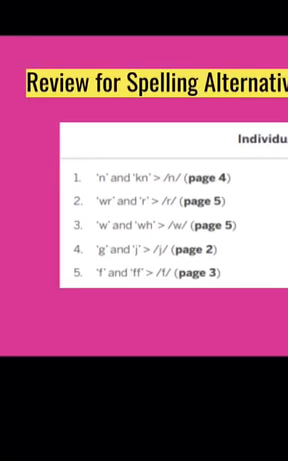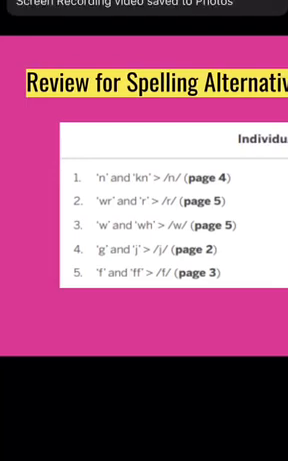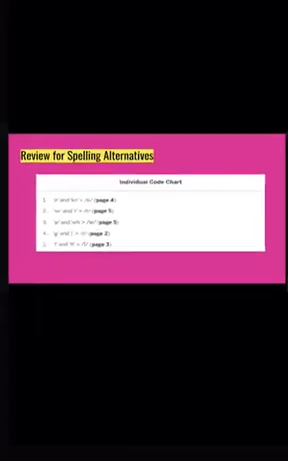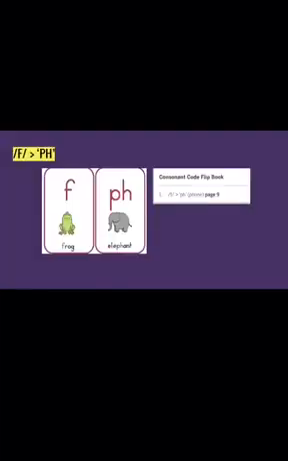Okay, so you have N and KN. Those make the N sound. You also have WR and R making the R sound. W and WH making the W sound. G and J making the J sound. F and double F making the F sound. Okay, let's go ahead and get started. We have lots to cover.